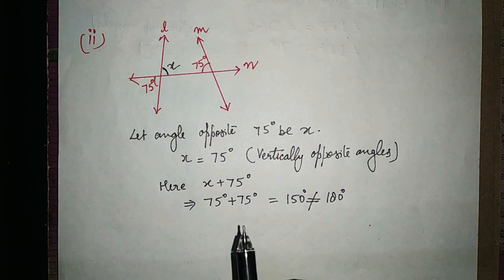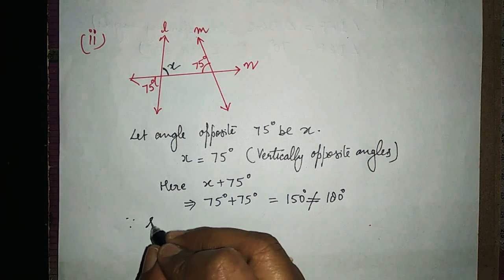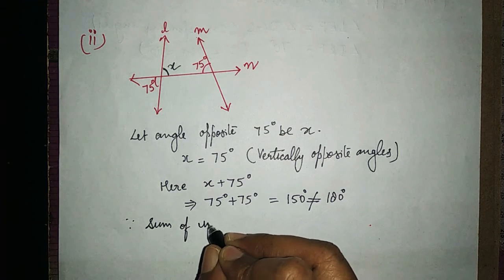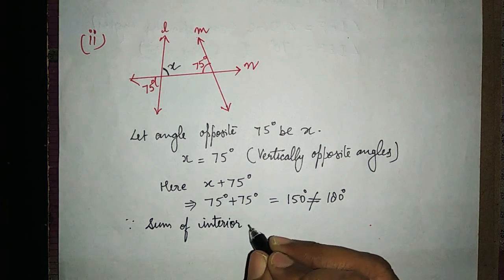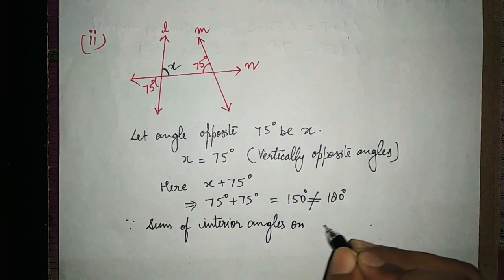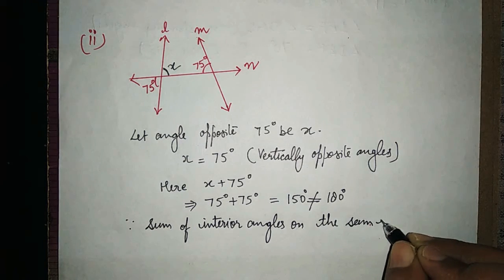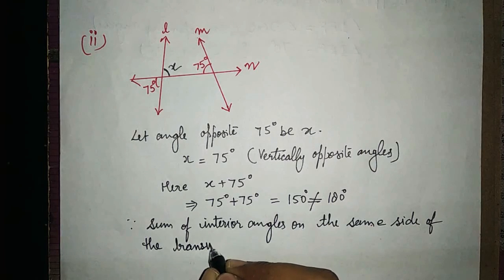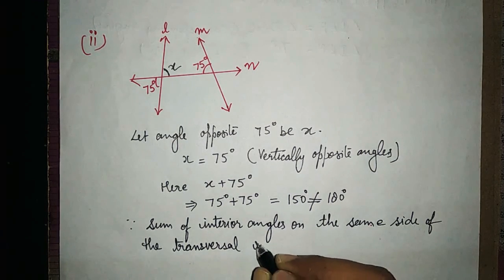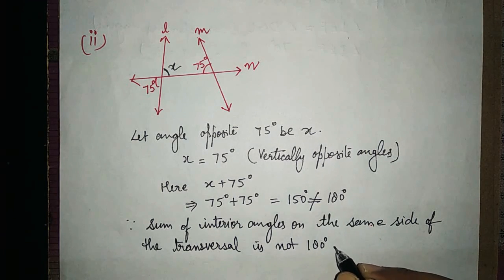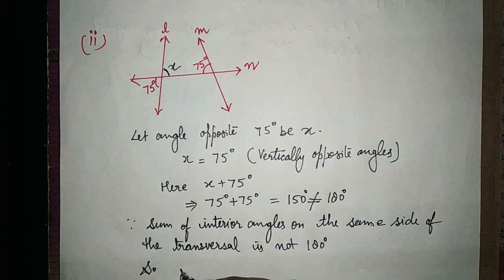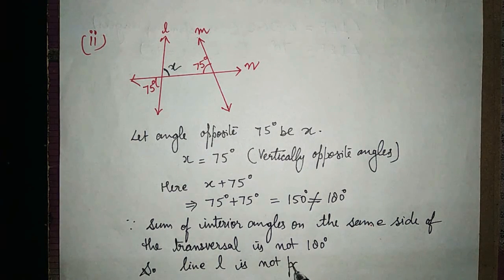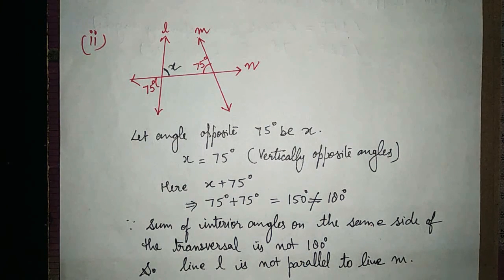But before this, here we will write, since sum of interior angles on the same side of the transversal is not 180 degree. So line L is not parallel to line M.